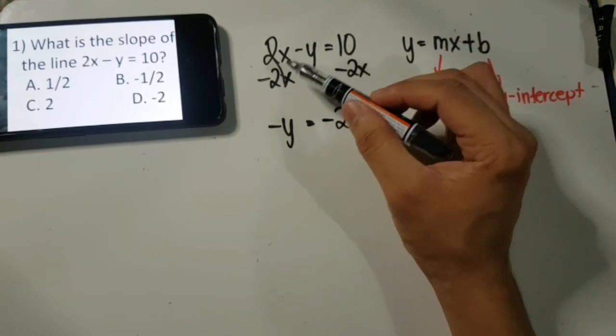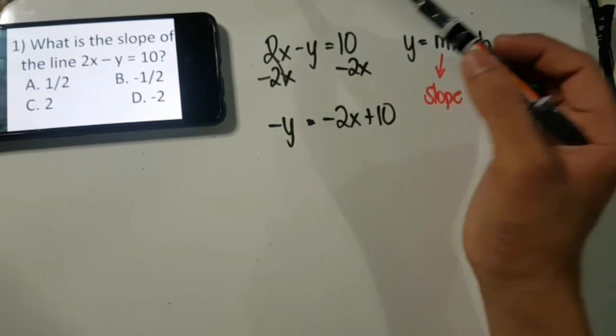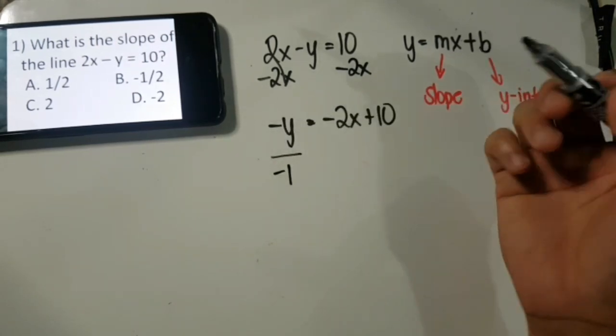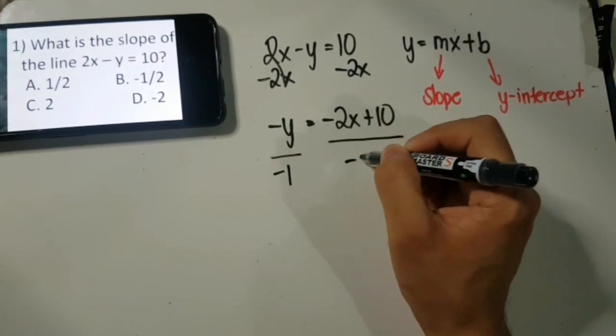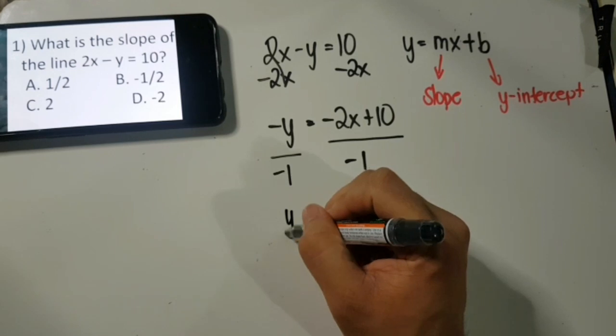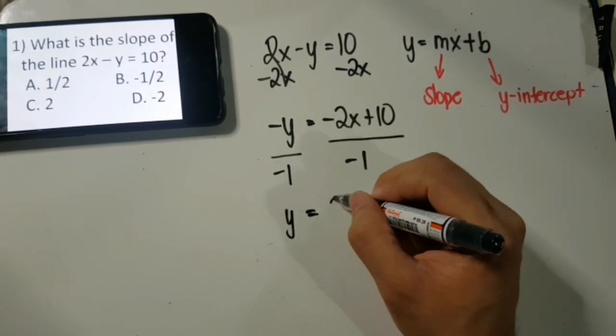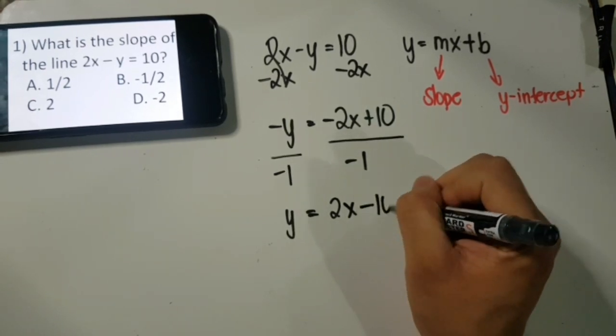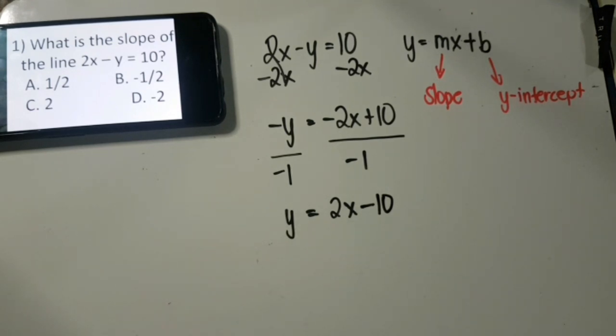So, tandaan nyo lang kung anong ginawa mo sa isang side, ganun lang din gagawin mo sa isang side para balance yung equation mo. Next, divide both sides by negative 1. Kailangan walang negative si y. So, negative divided by negative, that is positive. Again, so that is positive 2x. Positive divided by negative, that is negative 10. So, kung titingnan nyo yung equation natin, nasa form na tayo ng slope-intercept form, wherein, sino yung m natin, yung slope, that is 2. So, the answer for this question is 2.